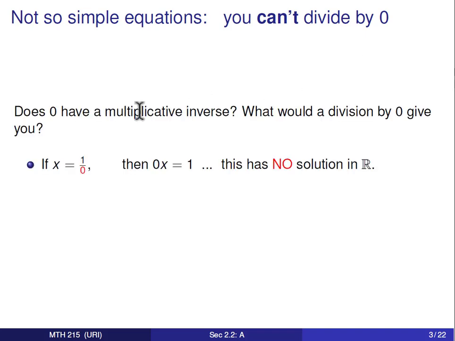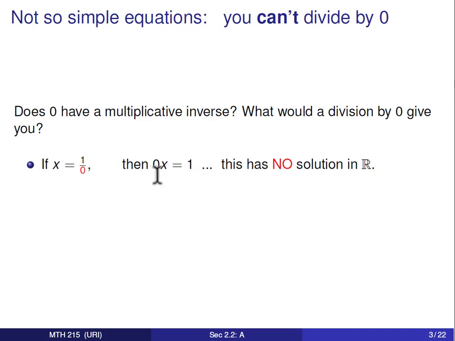Now, 0 does not have a multiplicative inverse. And to see why that is, you could just imagine, well, what if it did? What would happen? What would division by 0 give you? And so we'll start in our first bullet point here by just taking a look at, well, if x was the reciprocal of 0, then what would happen? And if I take a look at that, if I were to start with this equation and multiply both sides by 0, I might get the equation 0x equals 1.